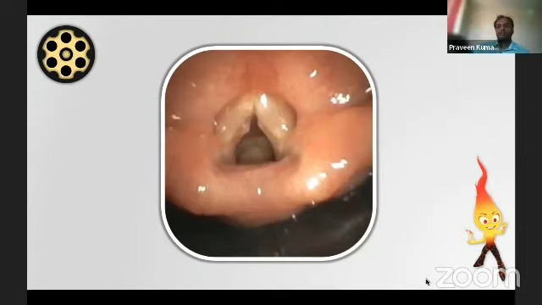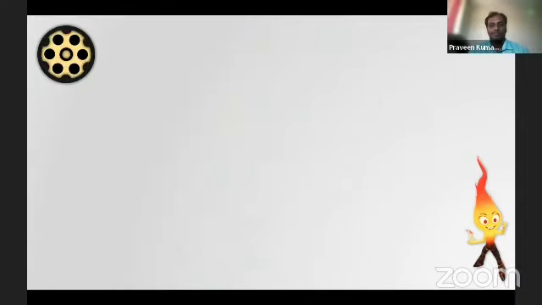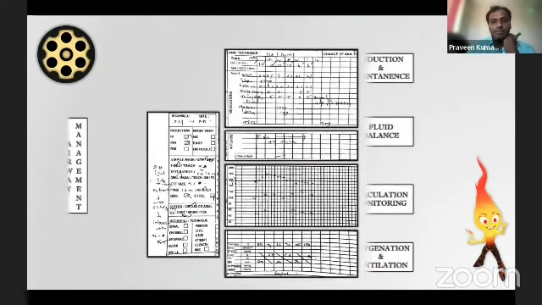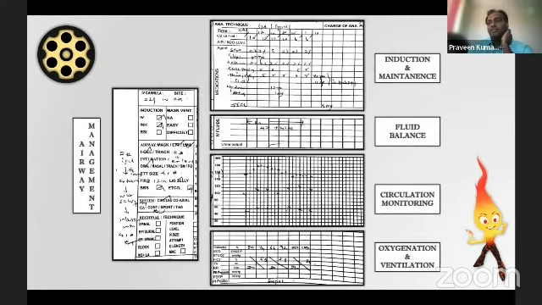Now we'll see this chart once again. I will split this chart into 5 parts: induction and maintenance, how I did the induction, maintenance, fluid balance, circulation, monitoring, oxygen filtration, everything.